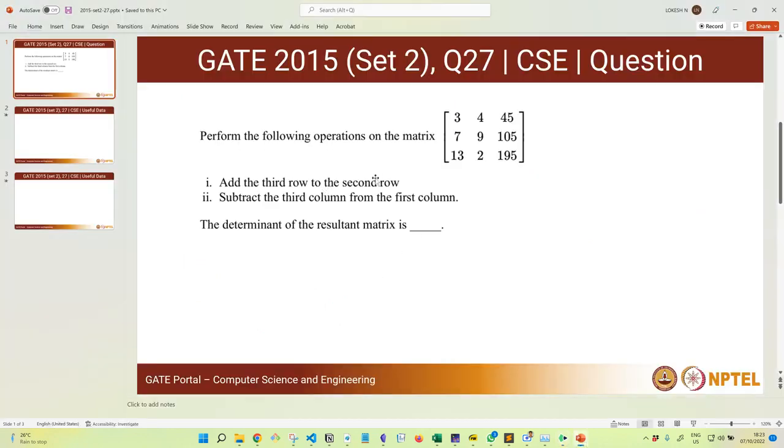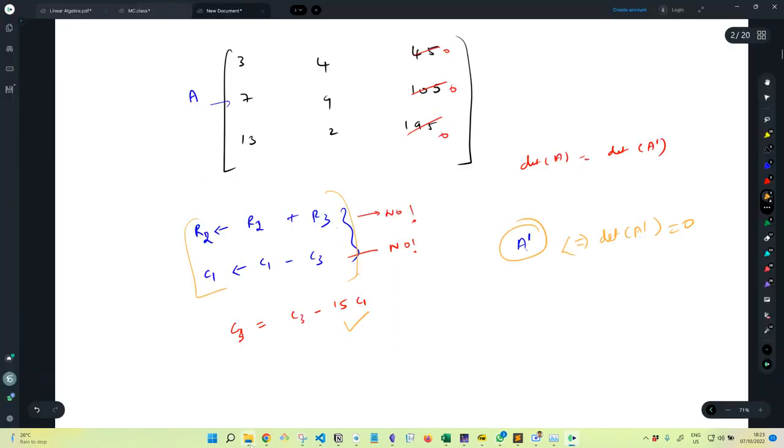This is a tricky question in the sense if you start solving this question by applying these operations and finding out the determinant using the normal conventional way, you will waste a lot of time. You have to make use of the properties. Is there any question in this solution? Good. So I'll go to next question then.